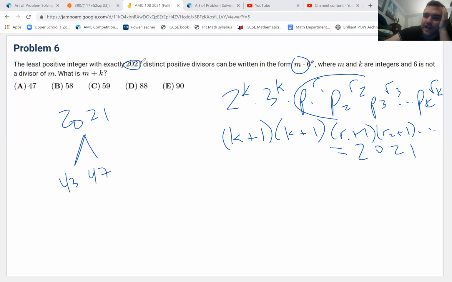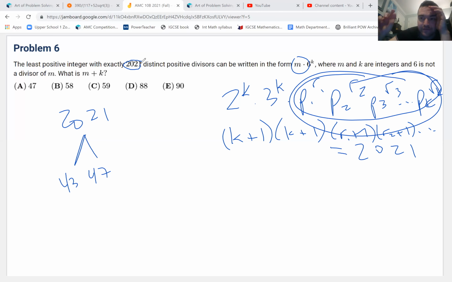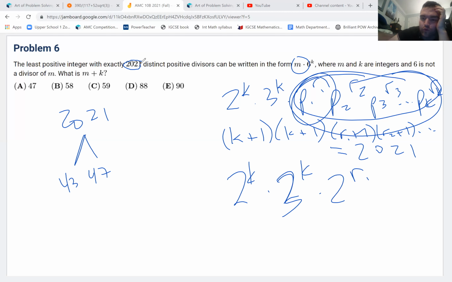We also cannot have any factors of 6 in m, which means m can't have both a 2 and a 3 as factors. We can have a 2, we can have a 3, but we can't have both. Well, since we're trying to minimize this number, we probably want to pick 2s. So if we have 2 to the k times 3 to the k times 2 to the power r1, let's say we're going to make m just some power of 2.